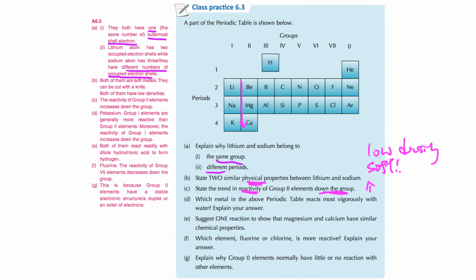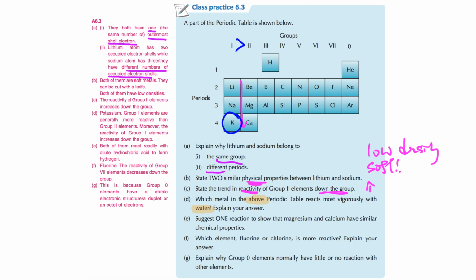Part D, which metal in the periodic table reacts more vigorously with water? Remember, right now we are talking about the periodic table above, so don't tell me something like francium, rubidium or cesium. Just right here, which one reacts vigorously with water? Remember, group 1 and group 2 both react with water, but group 1 is more reactive than group 2. The reactivity also increases down the group, so therefore K will be the most reactive one.